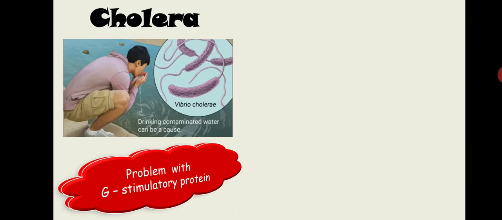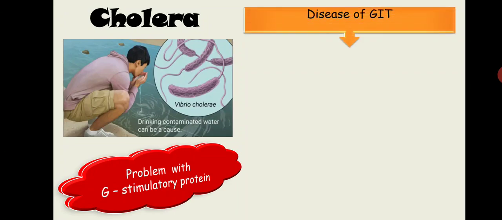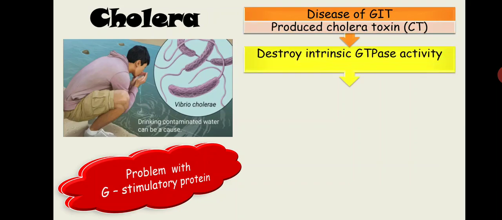Starting our discussion, cholera is a disease of the GIT, and Vibrio cholerae produces a cholera toxin known as CT. It destroys the intrinsic GTPase activity of the alpha subunit. You know that the alpha subunit has an intrinsic GTPase activity. So as time passes, once the alpha subunit gets activated, it leads to GTPase activity, and GTP is converted into GDP, and the further activity of the Gs stimulatory system is stopped. Now what happens in cholera?